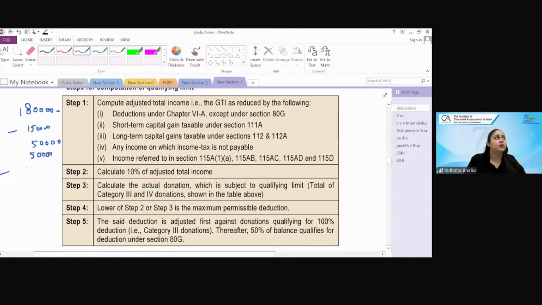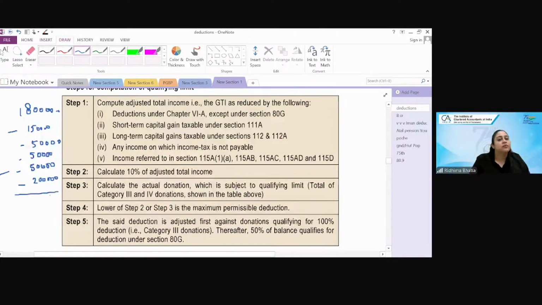Then suppose I've claimed another 50,000 as interest on education loan. All the deductions from 80C to 80U have to be removed. After that, any special income under the long term capital gain category has to be removed: 111A, 112, 112A. Suppose I had a long term capital gain of 2 lakh here. Everything is removed. Or any other special income category referred to in 115BA, AB, AC, AD, that too is removed.